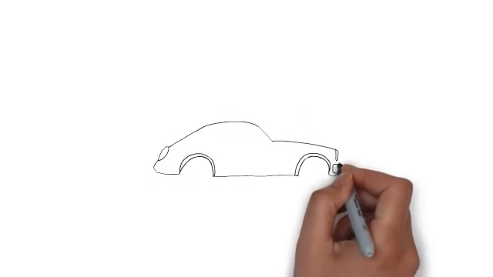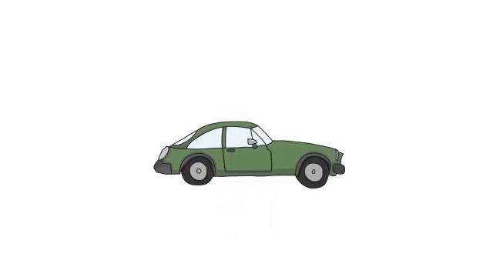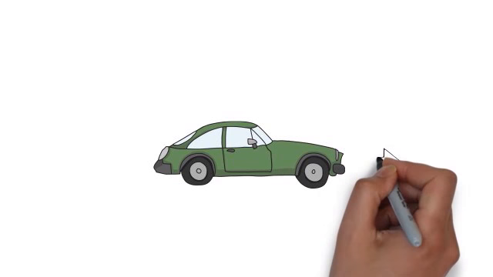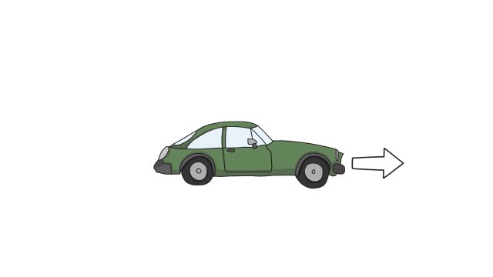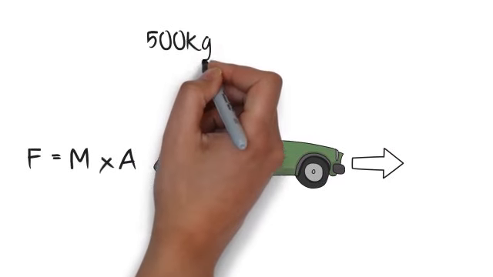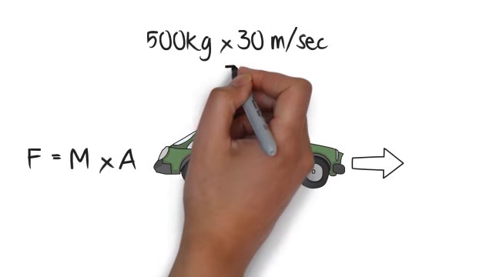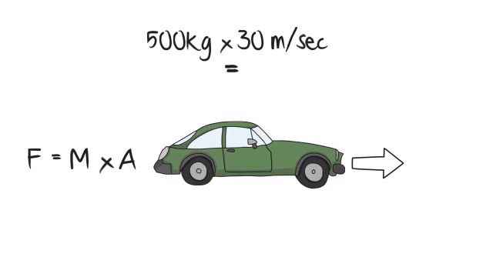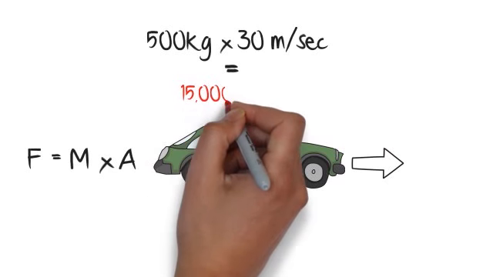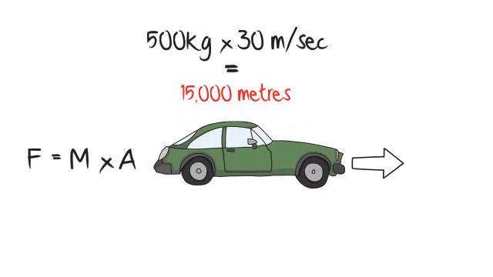Okay, let's try a question. So if we have a 500 kilogram car travelling at 30 meters per second, what is the force of this car moving? Well, first let's start with writing down the equation. F equals ma, that's m times a, and we can fill the numbers in from there. So F equals mass, which is 500 kilograms, times by acceleration, which is 30 meters per second. Altogether, this would equal 15,000 meters.